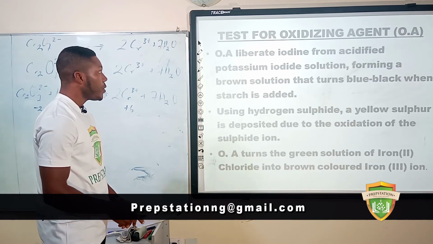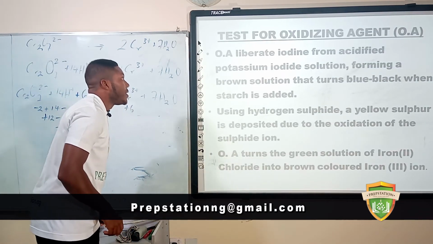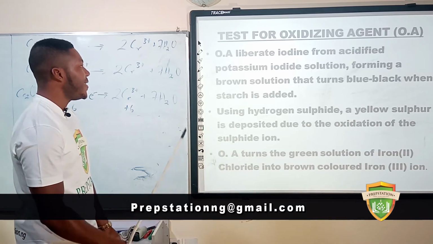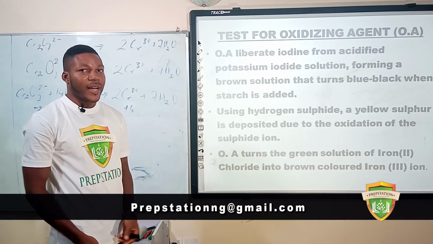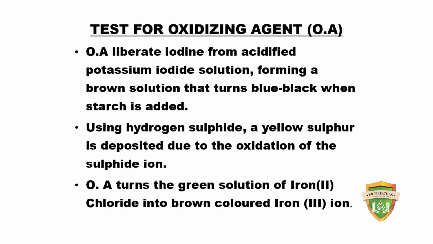Okay. Tests for oxidizing agents. So we have 3 ways of testing for an oxidizing agent. The first one is that an oxidizing agent liberates iodine from acidified potassium iodide solution, forming a brown solution that turns blue-black when starch is added. That is the first test.